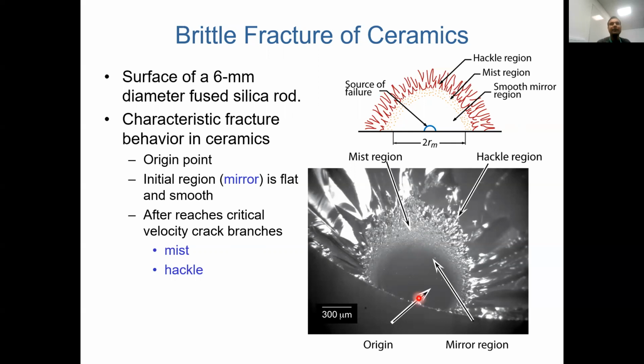Now, if the critical velocity is not reached, the crack is not going to propagate. Critical velocity is the velocity at which the crack is going to propagate. It has to reach that critical velocity.